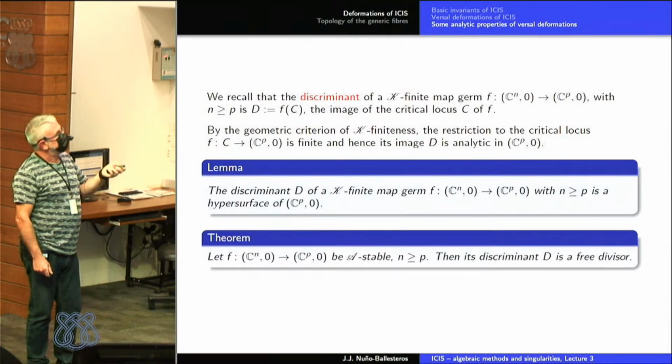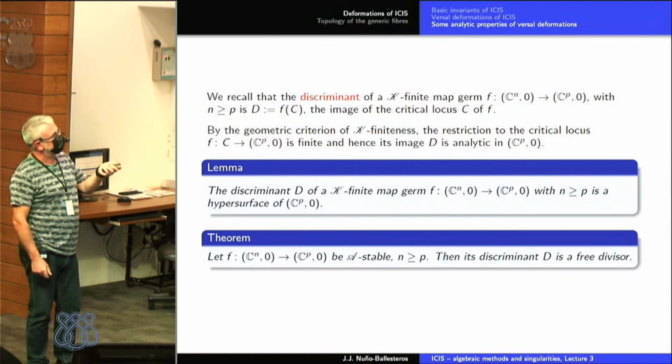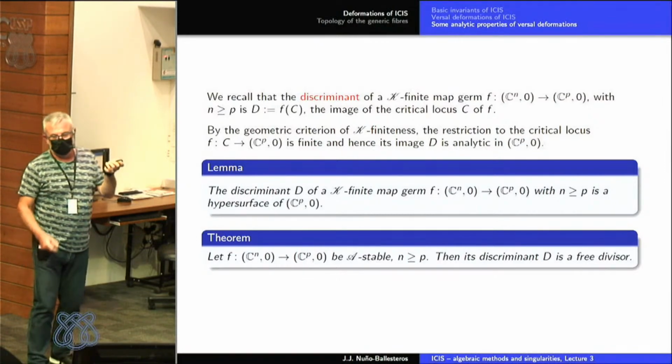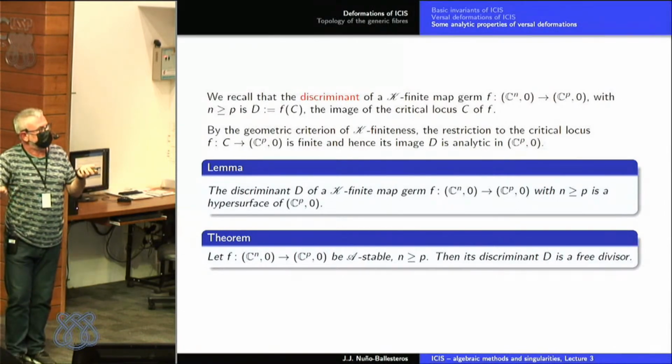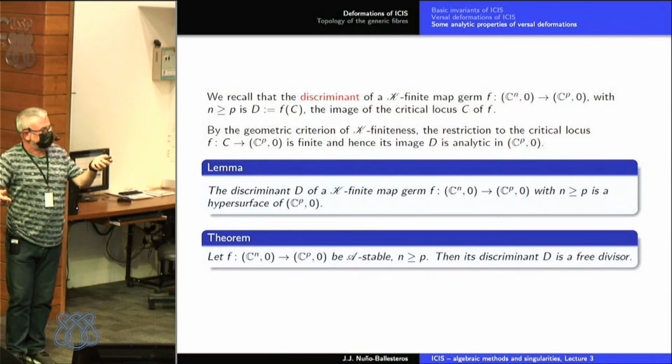But the main theorem is that when you have a stable map, when you have a versal deformation of an unstable map, then the discriminant is a free divisor. So the module of logarithmic vector fields is a free module of rank P. So this fact is very important.